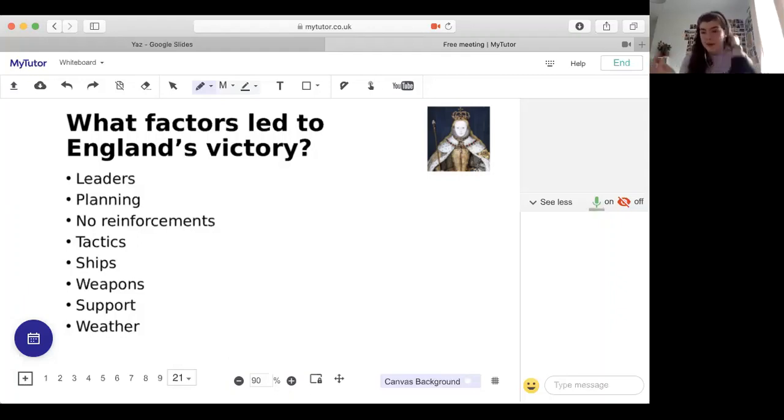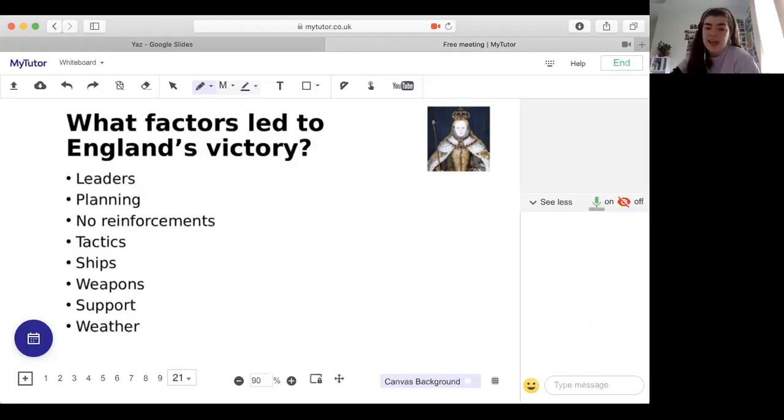It's sort of like a football match where teams tend to do better when they're playing at home. England have done better because they really know what they're doing. They've got the support of the people behind them and they're much closer to home, so they can get better food, better ammunition, and they just know what they're doing. They know where all the sandbanks are. They know the English Channel really well, basically. So that's another factor.